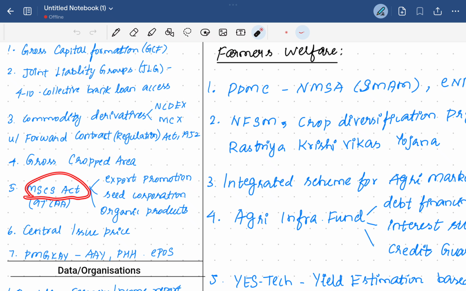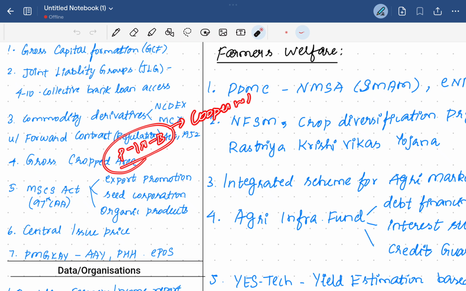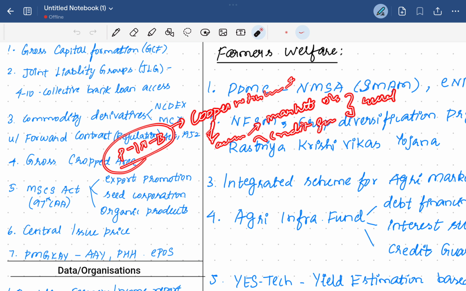Then the Multi-State Cooperative Societies Act, the cooperative societies, which you know under the 97th Constitutional Amendment Act, by introducing Article 19, the right to freedom of forming cooperative societies. It also adds another Part IX-B in the Constitution for the cooperative societies for promoting cooperative federalism and market place or credit generation to uplift the rural people, basically the cooperativeness.